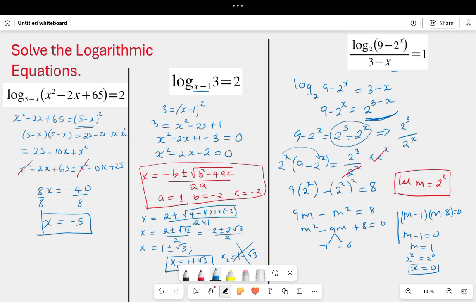All right. Now, let's check the second solution for x. We know m minus 8 will be equals to 0, so m is equals to 8. Now you have 2 to power x. Instead of 8, we write 2 to power 3. Now, because the bases are the same, we're going to say x will be equals to 3. So that is the other solution for x.